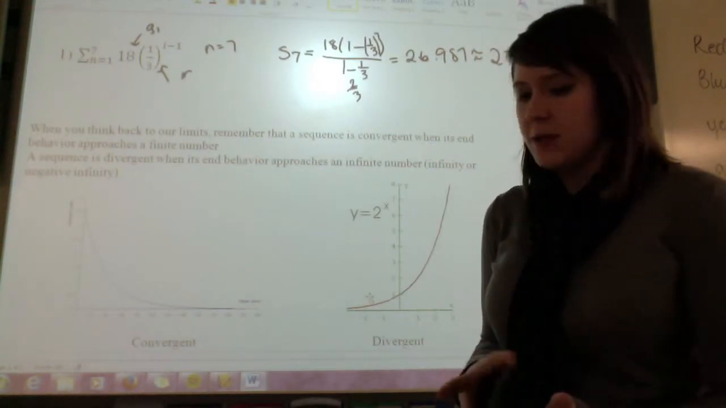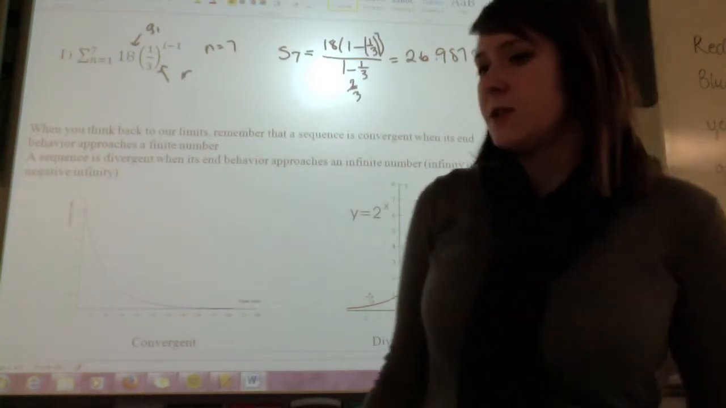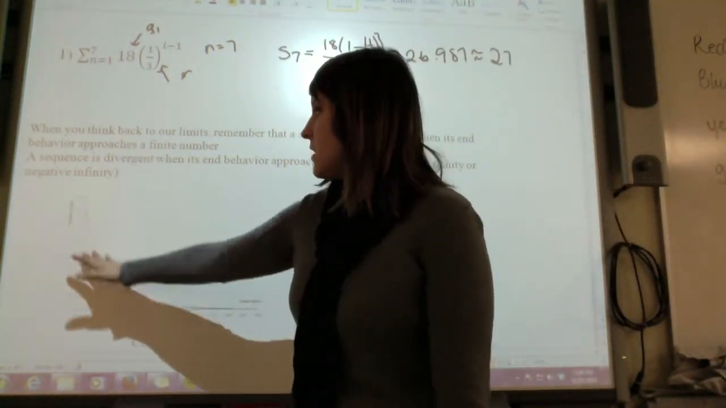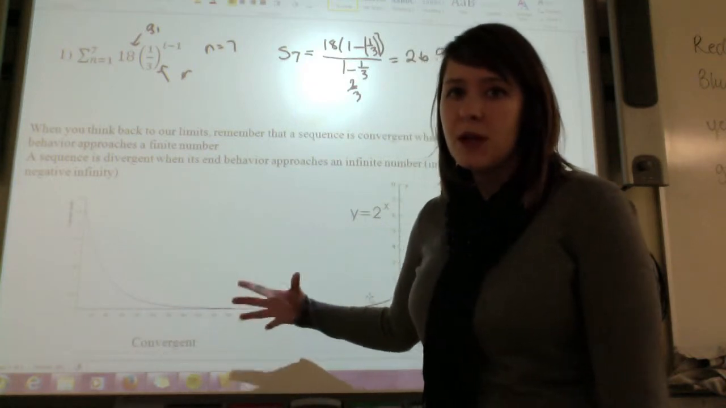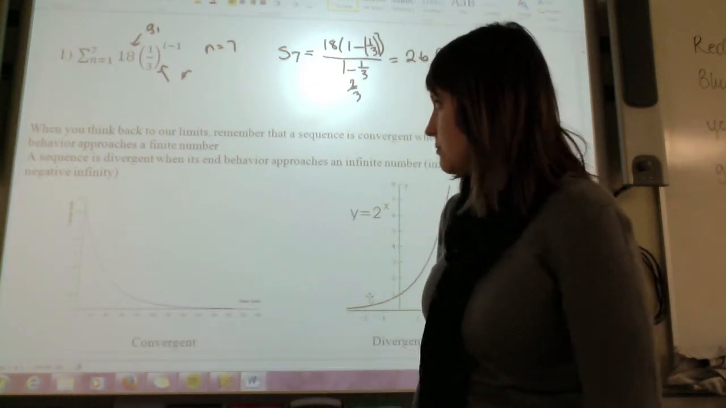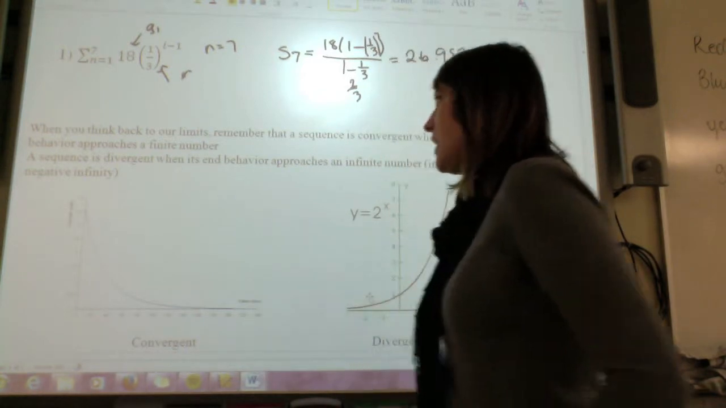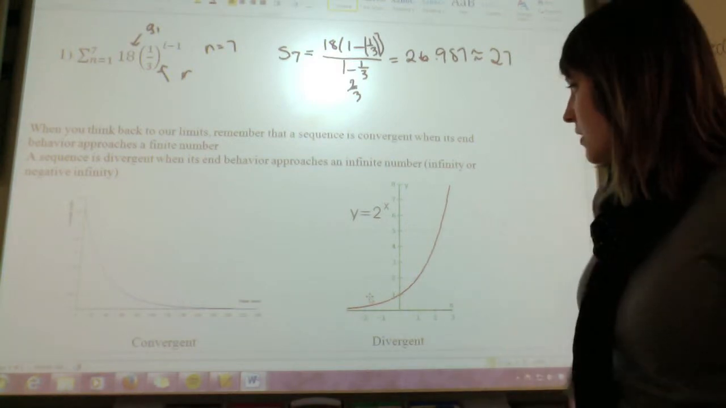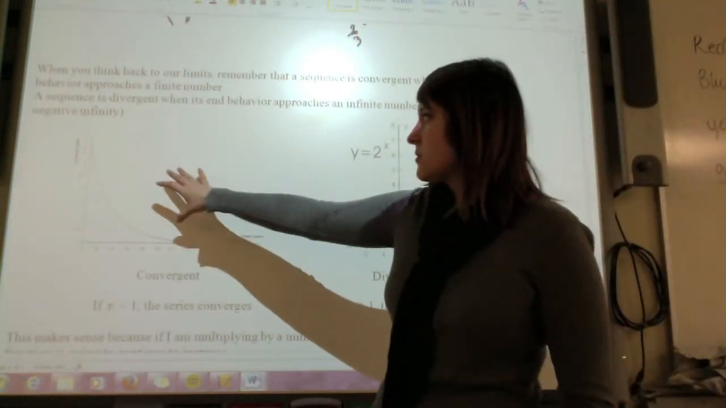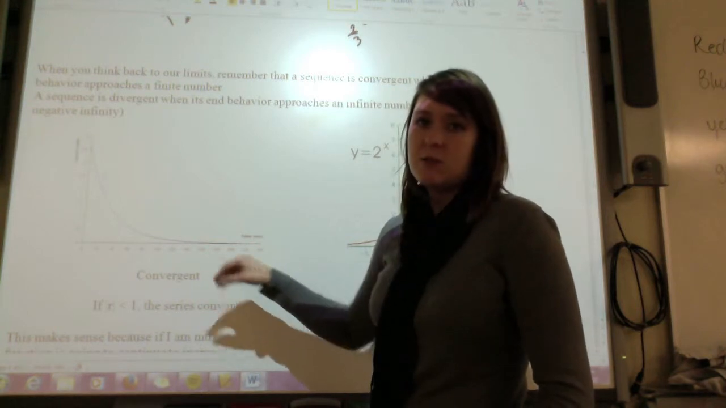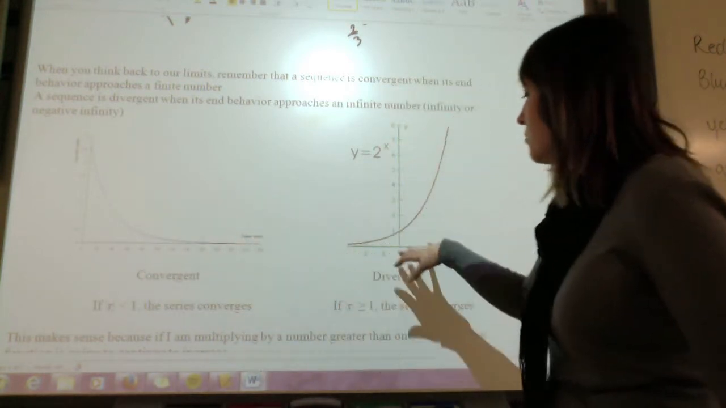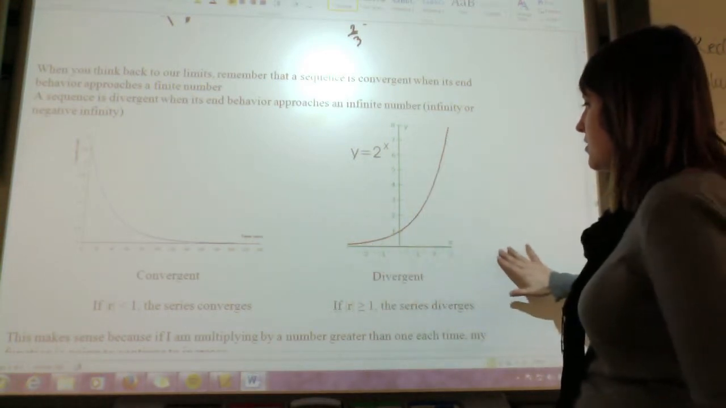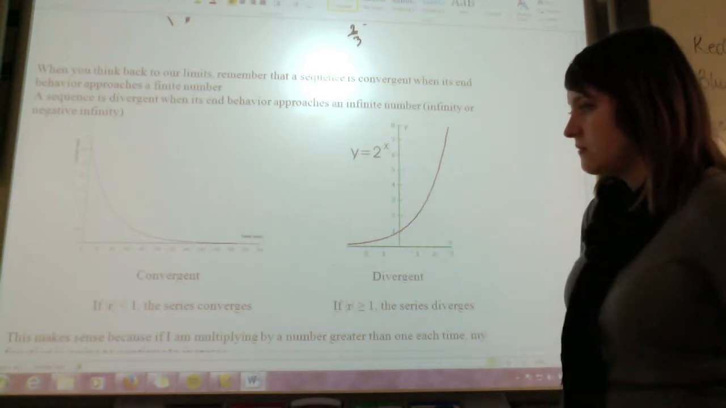When you think back to our limits, remember that a sequence is convergent when its end behavior approaches a finite number. So again, we're thinking about, as those x values are approaching infinity, what's happening to our y values. A sequence is divergent when its end behavior approaches an infinite number, which is either infinity or negative infinity. If I look at these two graphs here, this graph is an example of a convergent sequence because I'm getting closer and closer to 0, whereas this graph right here is an example of a divergent sequence because as my x values are getting larger, my y values are approaching infinity.